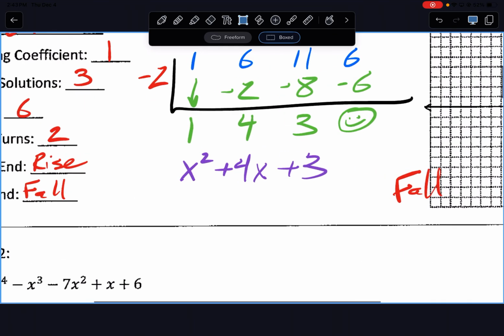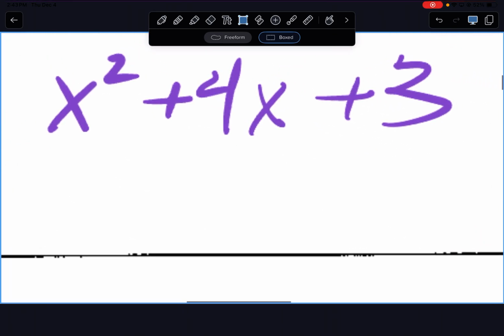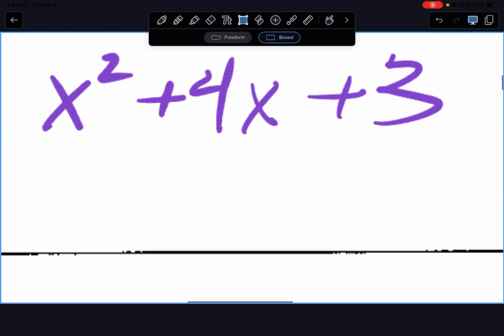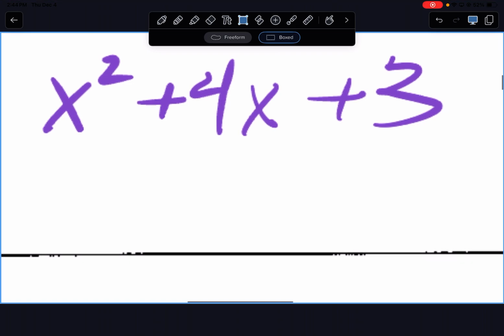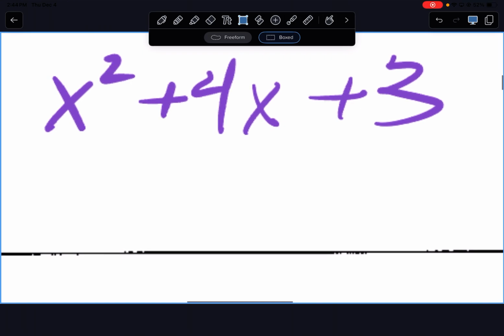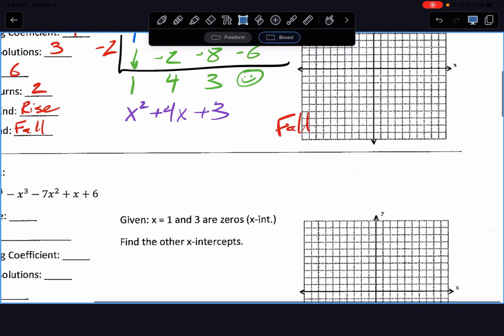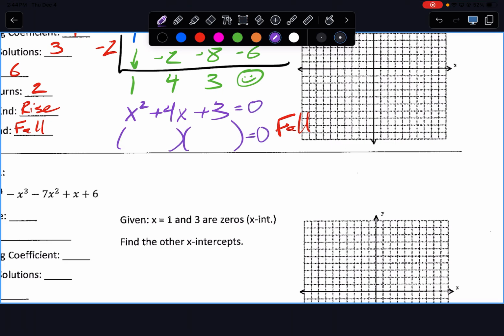Right, now, if I presented to you just this purple part, and I said, hey, I want you to solve the quadratic, what would we do? We'd set it equal to 0. We could, but we don't have to on this one. There's an easier thing to do before we factor it. So we're going to set it equal to 0, and then we're going to factor.